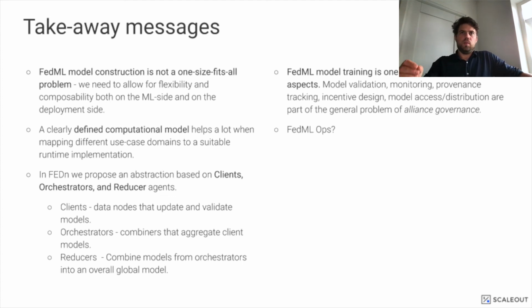And finally, federated learning or FedML model training is one of many important aspects of the problem. Model validation, monitoring, provenance tracking, incentive design, model access and distribution are also part of the general problem of alliance governance. So this is a wider problem than training the model. And one question that I'd like to raise is, is there such a thing as FedMLOps? Or is this just the same as, or an application of, MLOps? Are there additional complications and challenges to address? One immediate thing that comes to my mind is model serving, which could be complicated by privacy concerns or availability concerns of different agents in the system.